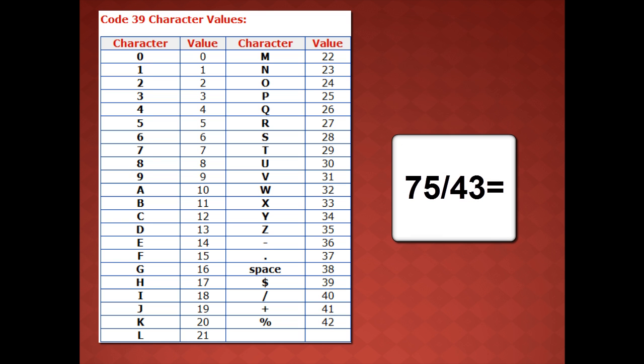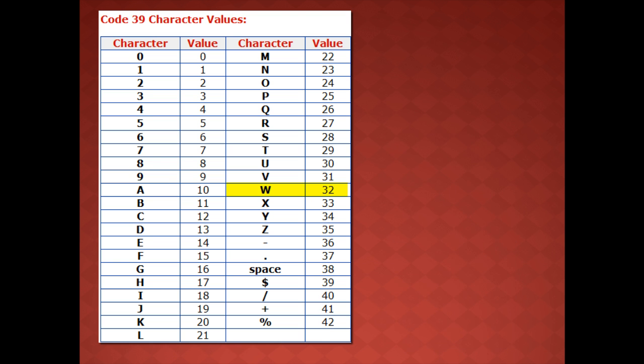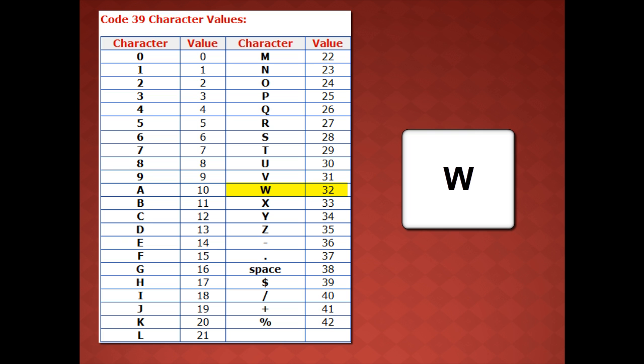We will divide the 75 by 43 to receive a remainder of 32. If we look on that Code 39 character set chart, we'll see that 32 has a character of W. W is the check character. You'll see this after the data CODE39, and then you'll have a W.